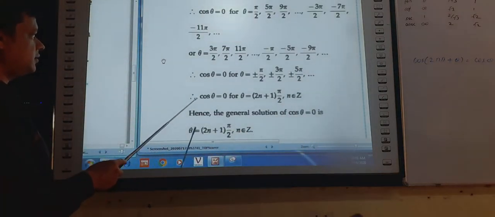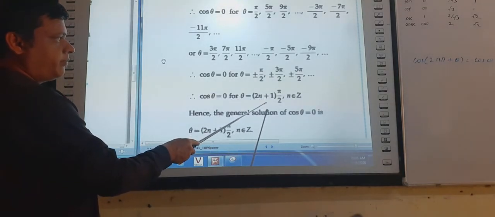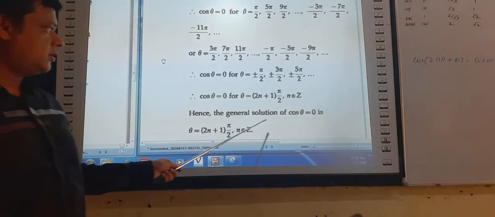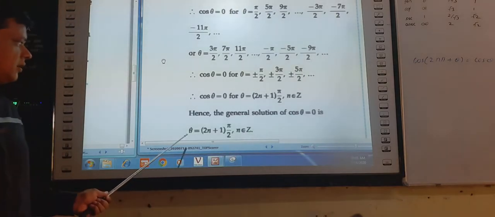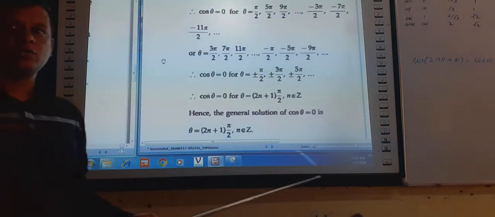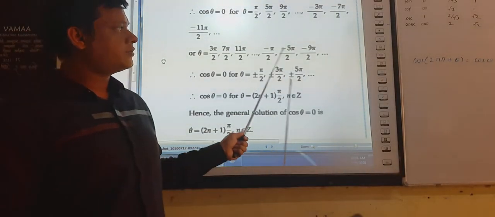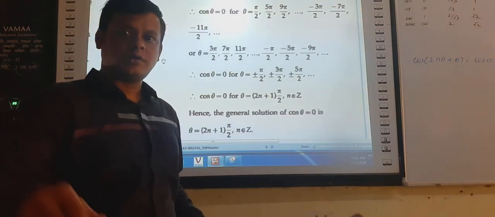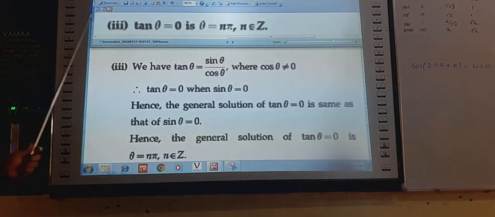So from this we write cos theta equals to 0 for theta equals to twice n plus 1 into pi by 2, n belongs to z. Hence the general solution of cos theta equals to 0 is theta is equals to twice n plus 1 pi by 2, n belongs to z. Or you can substitute the values that we see in the first theorem also, we get the result. Now see the next proof.